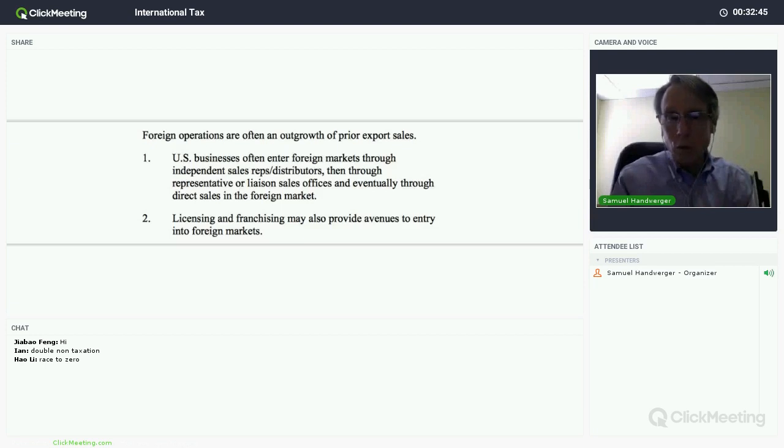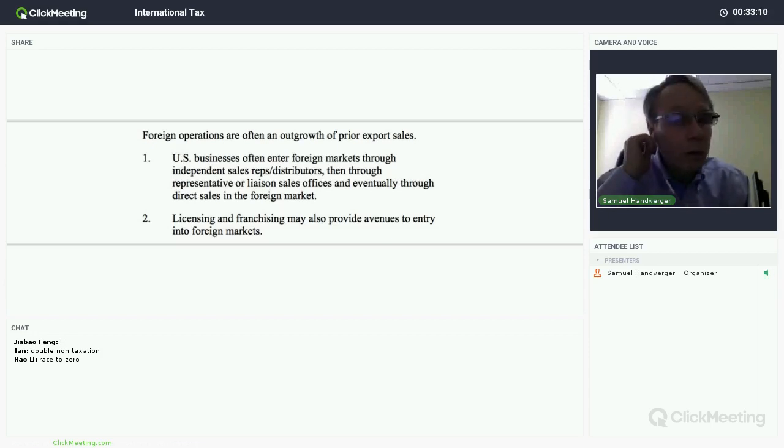Now we're going to go back to approaching international tax from the U.S. perspective, keeping in mind that many of the principles we'll learn here are principles we're going to find with many, many other countries as well, and I'll point that out as we come to them. Moving into the concept of U.S. outbound taxation, why do U.S. companies go overseas to do business?